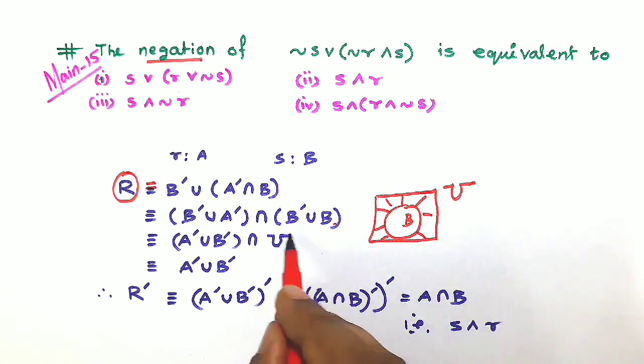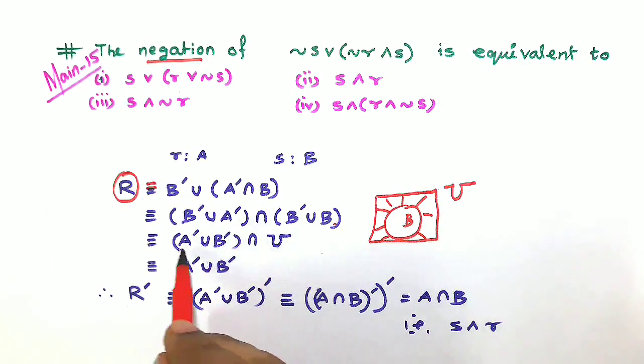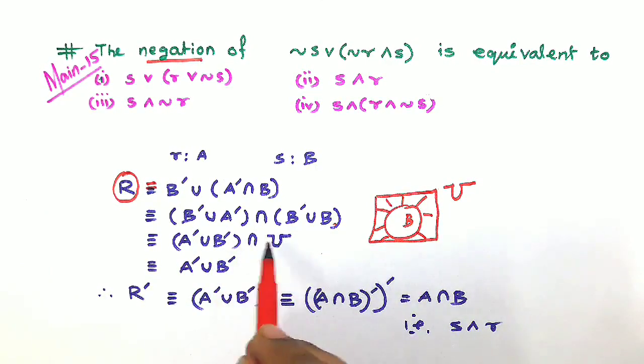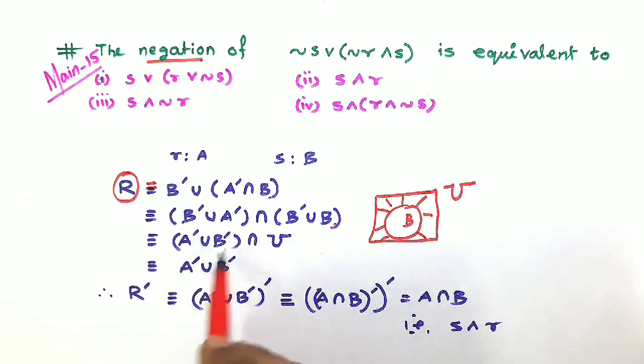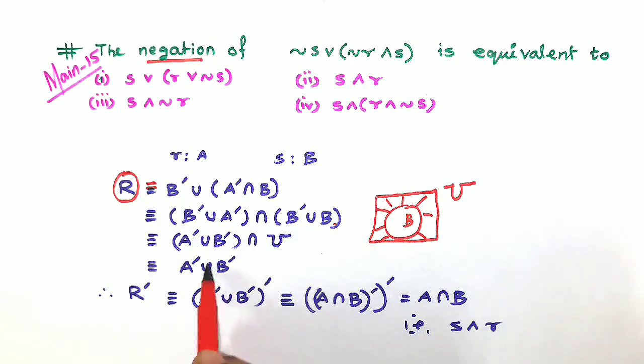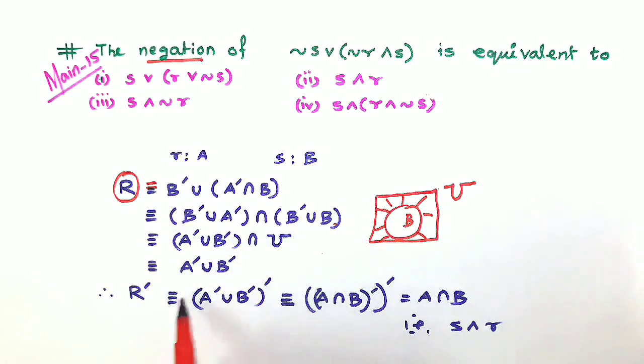So this is the universal set, and B bar union A bar is equal to A bar union B bar using the commutative property, and the intersection with the universal set will be the least part. Least part is this one, A bar union B bar. Now R is equivalent to A bar union B bar. So its complement, that means R dash, is equivalent to (A bar union B bar) whole dash, isn't it?